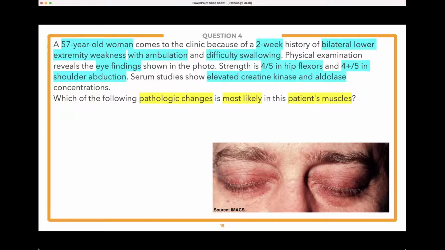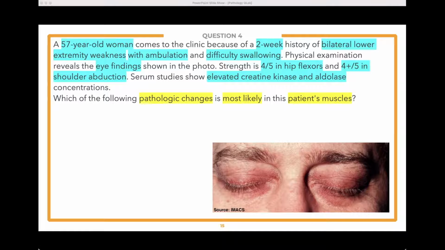We're given a picture of some eye findings. We're given some physical exam and lab findings. So hopefully you guys all picked up on those and can really start to clue in as to what's going on. Now this question is asking us specifically about the pathologic change most likely in the muscles. Okay, so I think we've got a couple steps here. I think one, we've got to figure out what's going on in this patient, what's the condition, and then two, what pathologic change would we see in the muscles in that condition? So I think we've got a nice two-step question here.